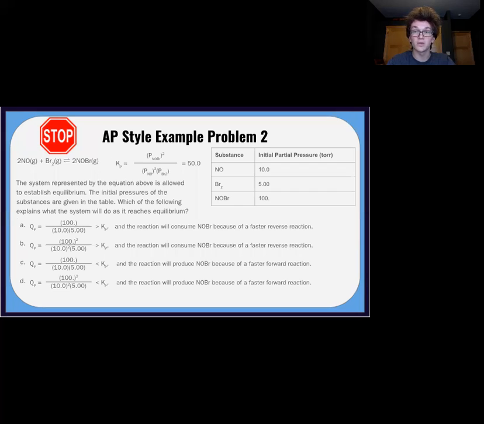Here's our second AP example problem. The system represented by the equation above is allowed to establish equilibrium. The initial pressures of the substances are given in the table. Which of the following explains what the system will do as it reaches equilibrium? Please pause the video at this point to attempt this on your own, and then continue watching for the answer.